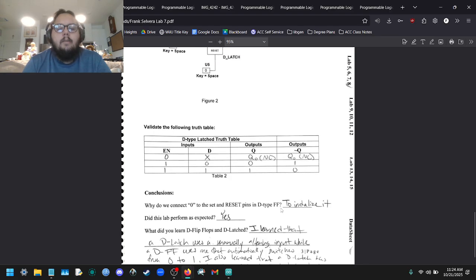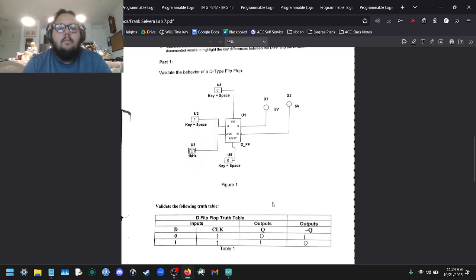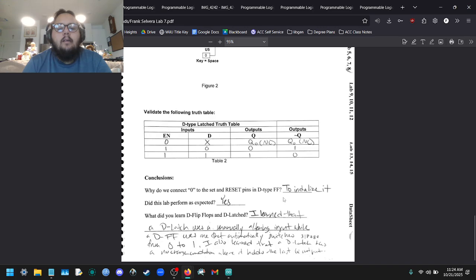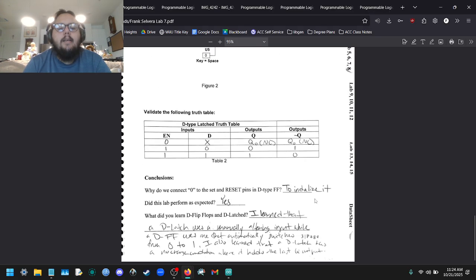In the D-type flip-flop, why did we connect a 0 to the set and reset pins? The reason this occurs is because you want to put the set and reset at an initialized position. We start from 0 basically, and any sort of previous inputs don't matter, and this resets it and initializes it. And the lab did perform as expected.